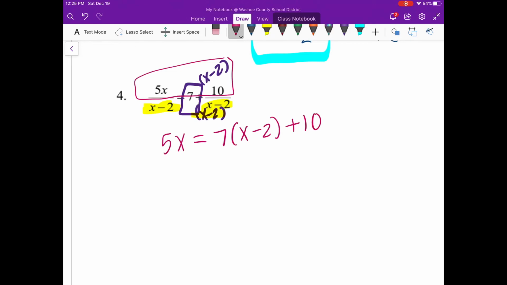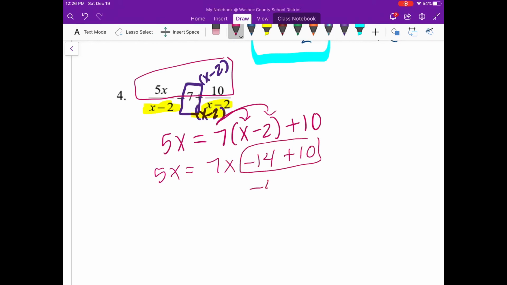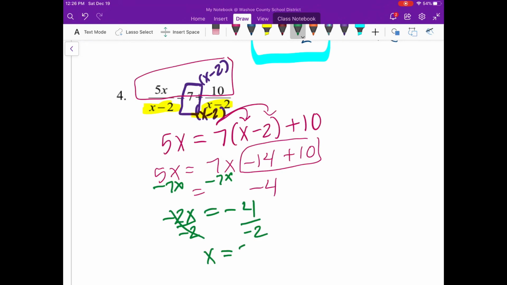So the 7 is now being multiplied by x minus 2, and then we have a plus 10 there. Okay, so distribute that out. We have 5x equals 7x minus 14 plus 10. Combine like terms. That gives me a negative 4. And I'm actually going to subtract the 7x over. That gives me negative 2x equals negative 4. Okay, divide both sides by negative 2. x equals a positive 2.